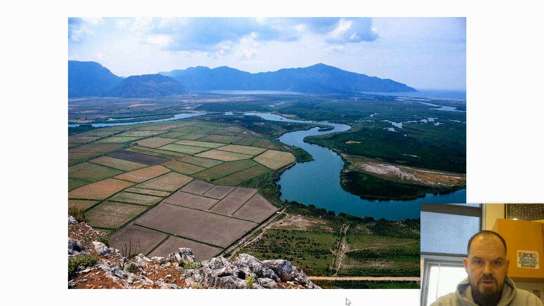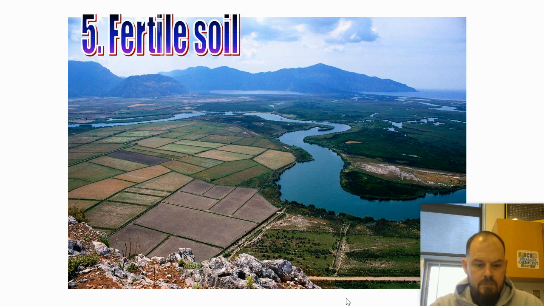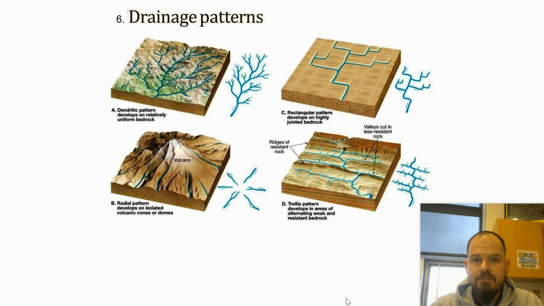There's another example picture, and those are some really wide floodplains. Like if the river floods, it's going to spread out a lot. And the drainage patterns. Oh, 5, fertile soil. So, I mean, the water is there helping the plants grow, right? The soil is pretty fertile. And then we have drainage patterns.